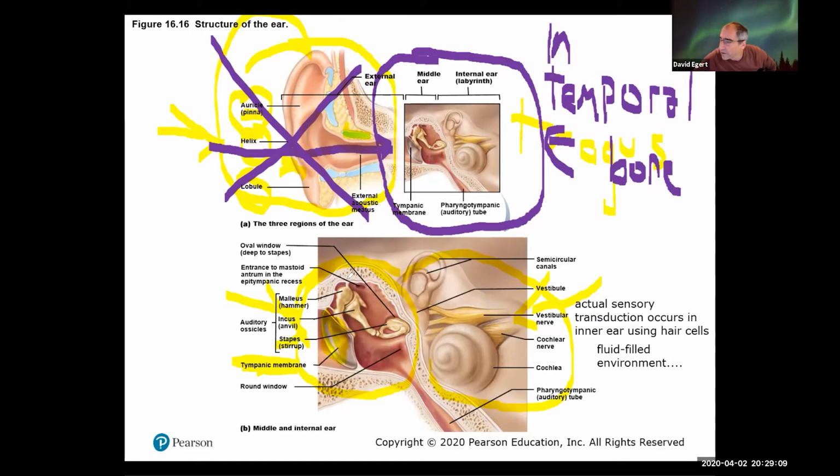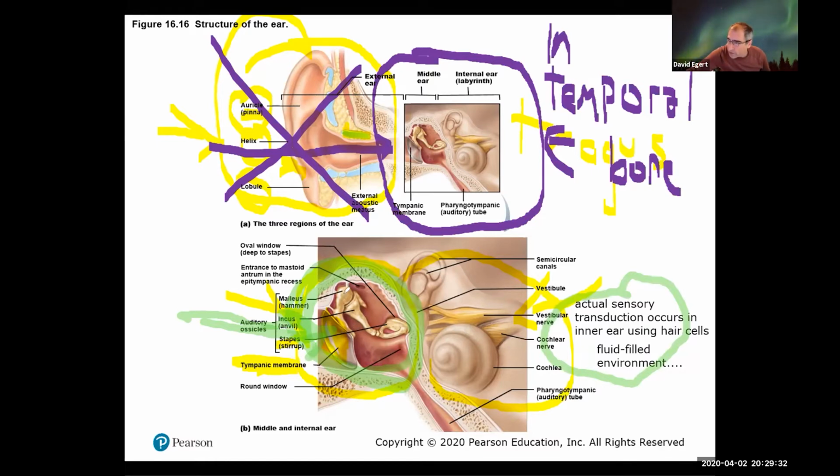If I look at this whole system right in here, this middle ear is about taking the air vibrations and efficiently transmitting that vibrational energy into the inner ear where you're actually going to do the transduction.